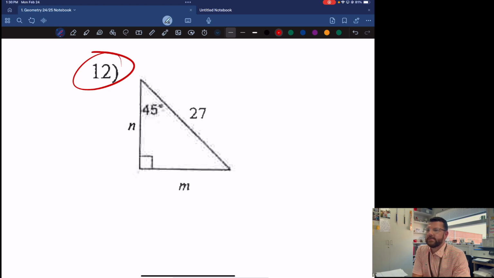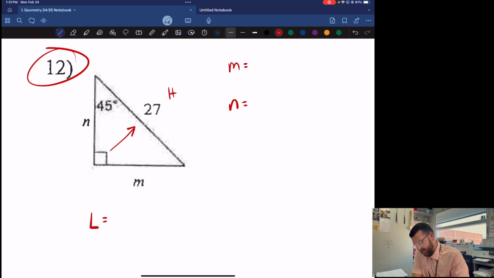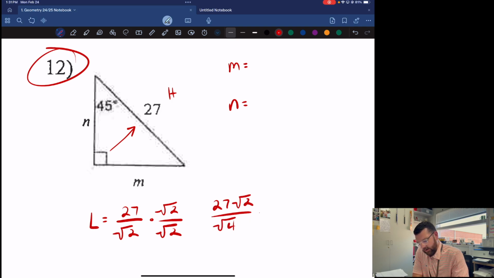Number 12, there's going to be a trick to this one as well. Identify that hypotenuse. So M and N are going to be the same number because they are both legs. And to find the leg, we take the hypotenuse and divide it by the square root of 2. Our notes from yesterday told us we never leave radicals on the bottom. And to move them, we multiply it by the top and the bottom. This becomes 27 root of 2 over the root of 4, which will simplify down to 27 root of 2 over 2.